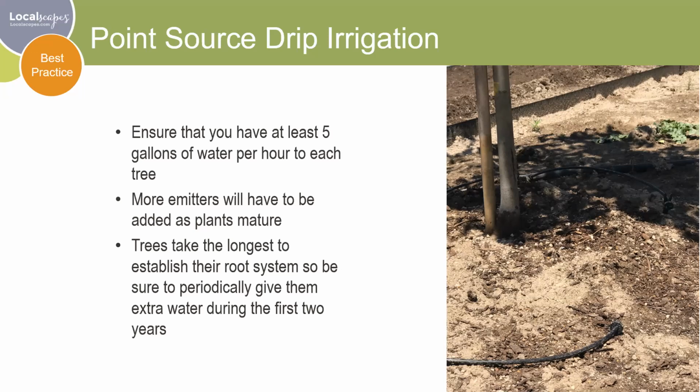And more emitters and things will need to be added to plants and trees as they mature, depending on how big they get. So your perennials are pretty good with keeping the same emitters, but as trees get bigger, they're of course going to need more water as they get bigger, right? So just making sure that you're doing that so that you can compensate for their growth.